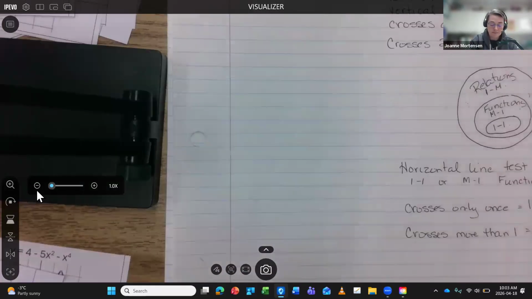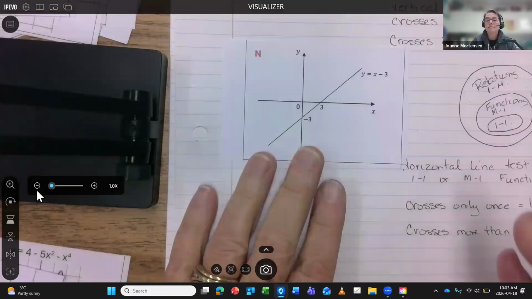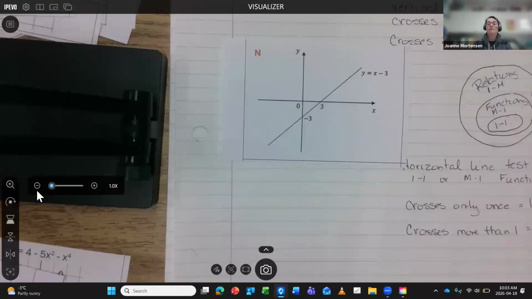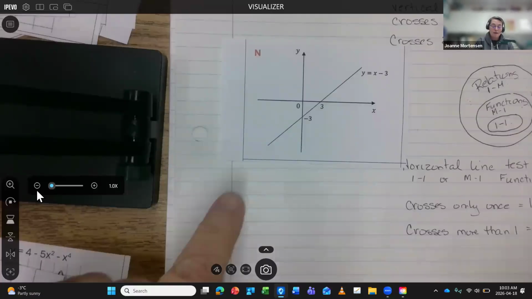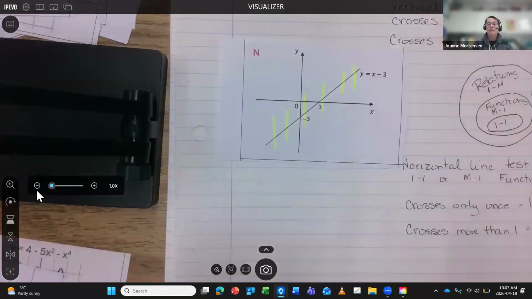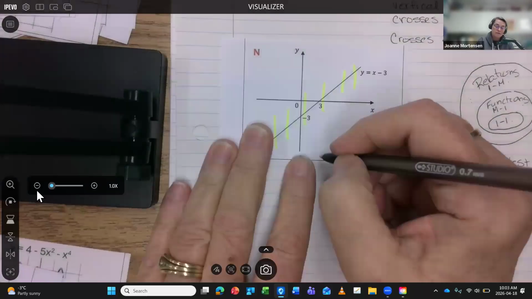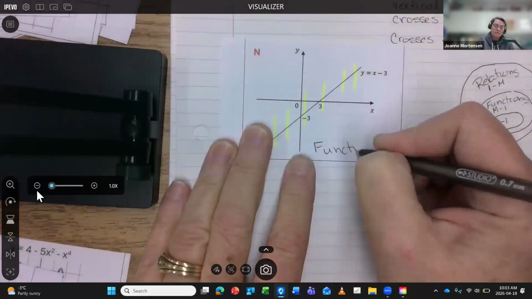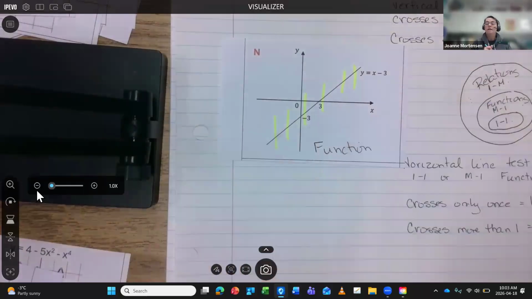What about this one? Yeah, that's a straight line. Yep, you're right. And just for the sake of the video, it didn't cross more than once. So that means this is a function. If it passed the vertical line test, then you worry about doing the horizontal line test.